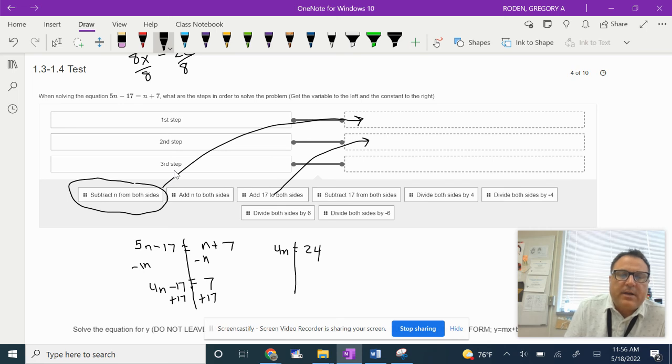And then the last thing I would do is divide both sides by 4. I divide both sides by 4, and then my answer would be n equals 6. It didn't ask for the answer, but those are the steps that you would do to solve this problem. And your answer would be n equals 6.